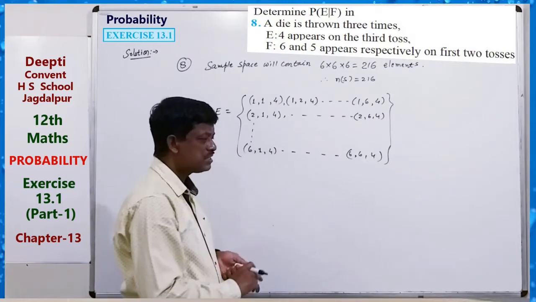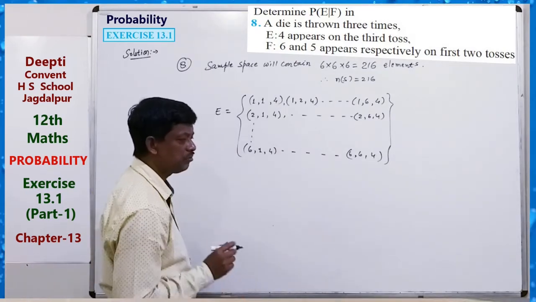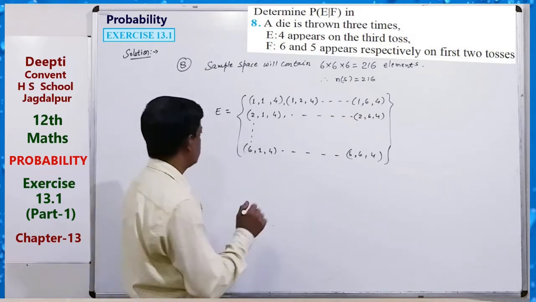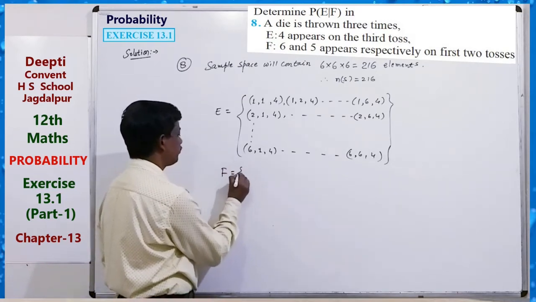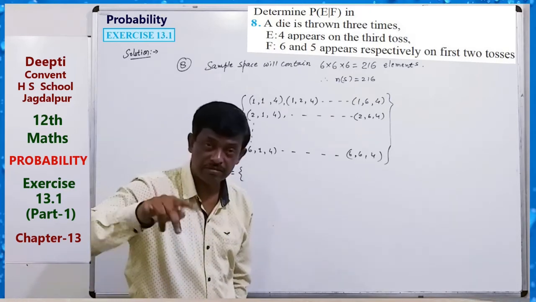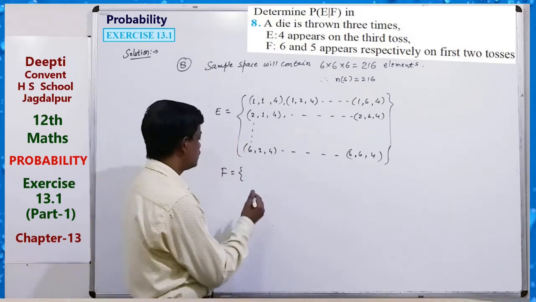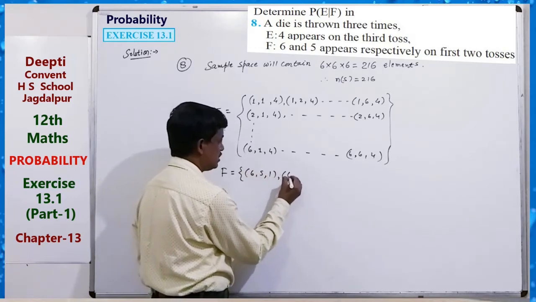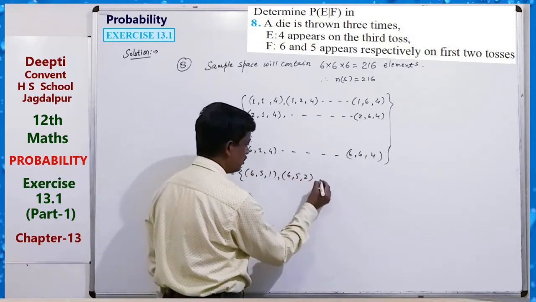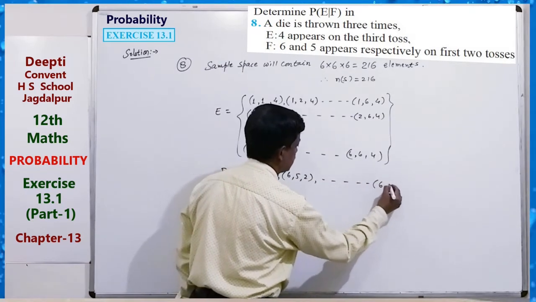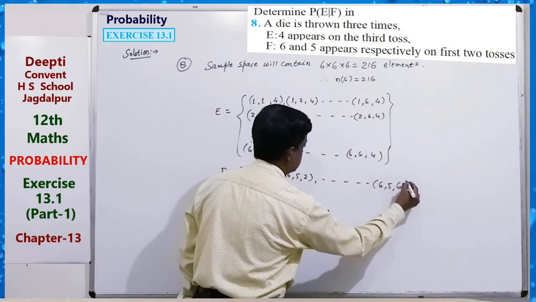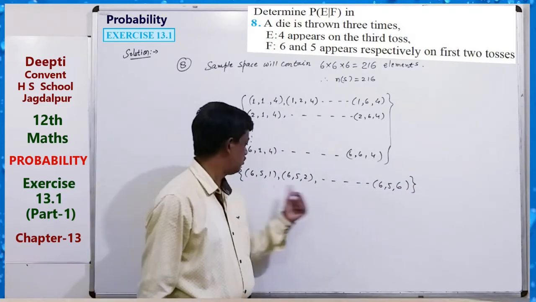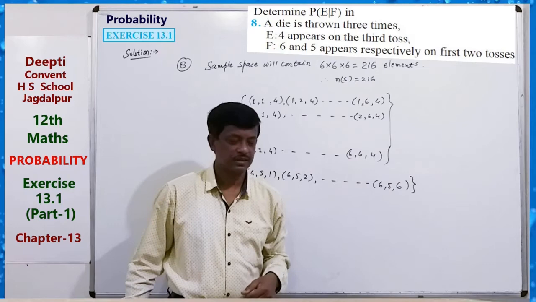F is what? 6 and 5 appear respectively on the first two throws. So F will be what? First and second will be 6, 5. So 6, 5, 1; 6, 5, 2; and so on, up to 6, 5, 6. That is 6 elements. So 6, 5 is fixed, and then 1, 2, 3, 4, 5, up to 6. So these are the elements.